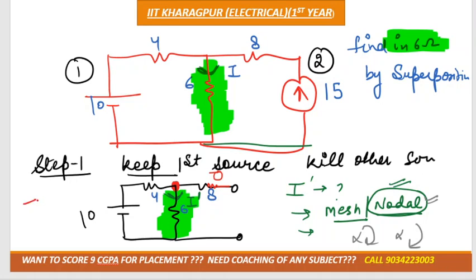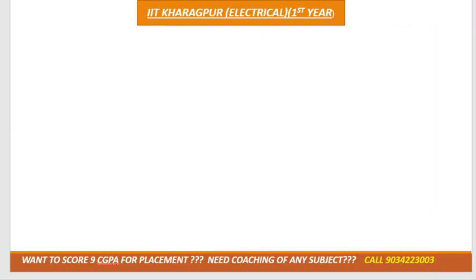So here we'll simply apply mesh analysis: minus 4 I dash minus 6 I dash plus 10 is equal to 0. Now tell me, I dash would be equal to how much? 1. Okay, understood?